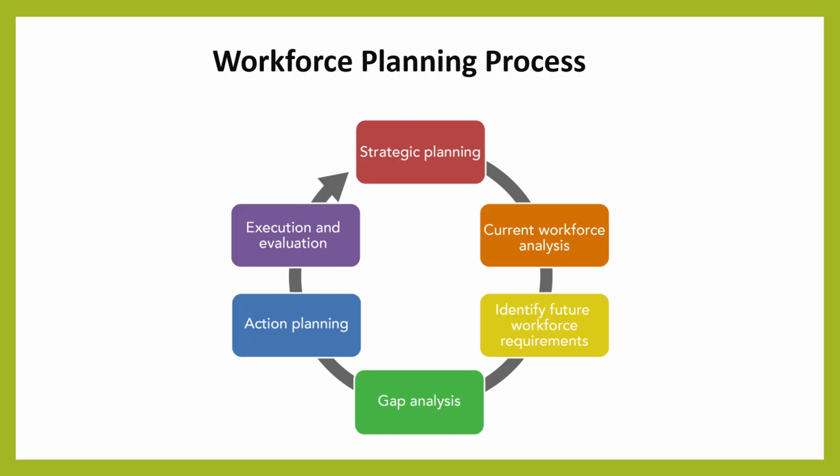5. Action planning. Develop hiring, training, or outsourcing strategies. 6. Execution and evaluation. Implement the plan and continuously review results. In our project, we focused on enhancing the middle steps, 2 to 4, with AI forecasting models. Instead of relying on manual calculations, we used AI to automatically predict workforce demand, productivity ratios, and workforce gaps. This makes the process faster, more accurate, and data-driven.